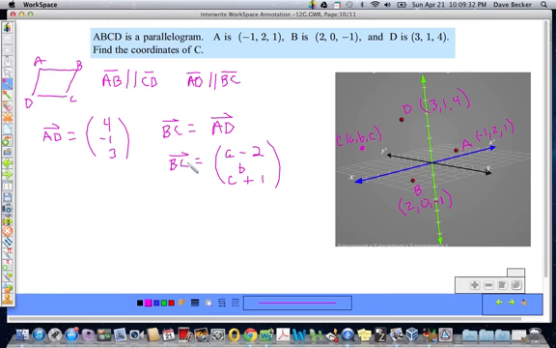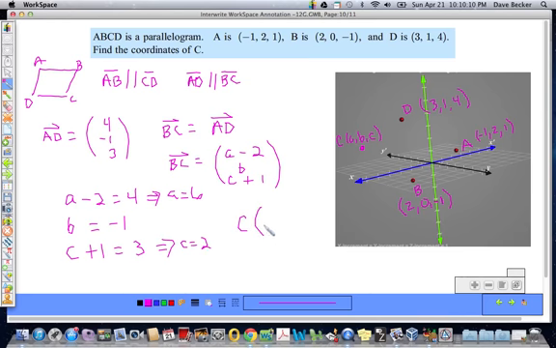Okay, so if BC equals AD, then that means that a minus 2 must equal 4, which implies that a equals 6, and that b equals negative 1, sorry. Okay, clearly. And then c plus 1 must be equal to 3, which means that c is equal to 2. Which means that the point C has coordinates 6, negative 1, and 2.